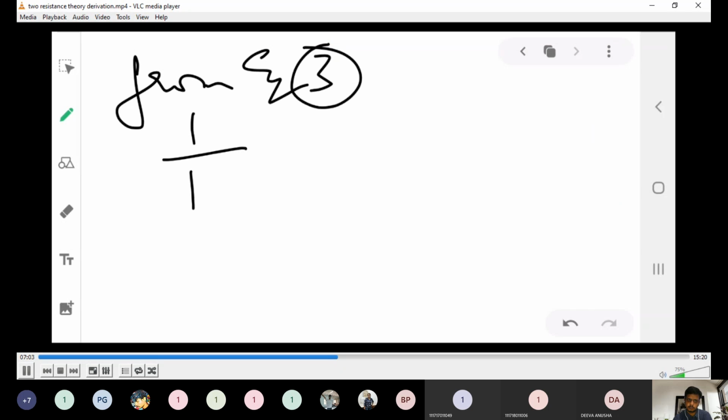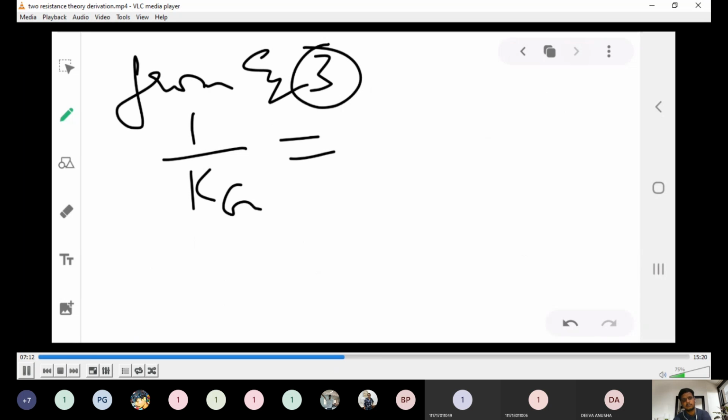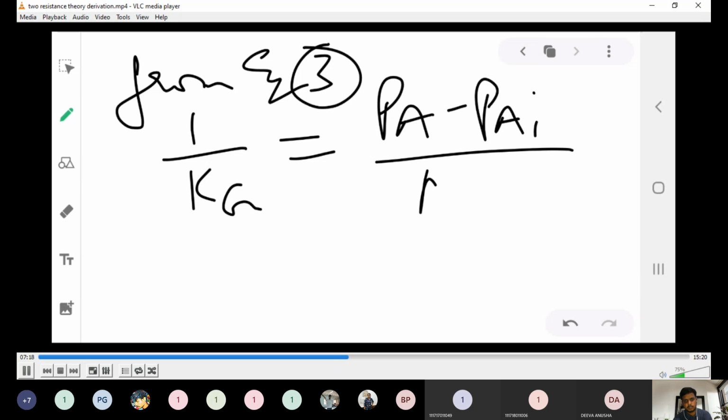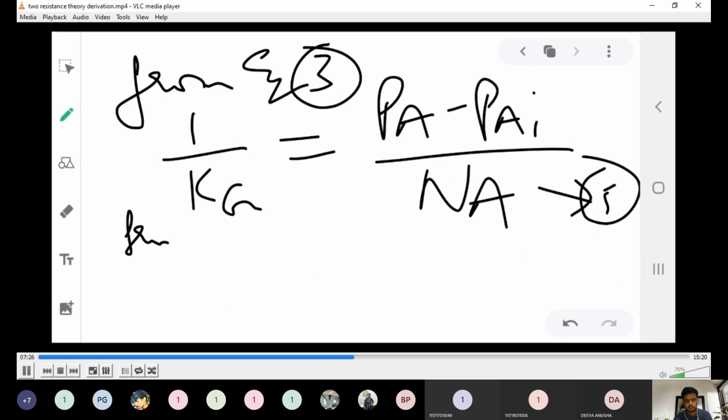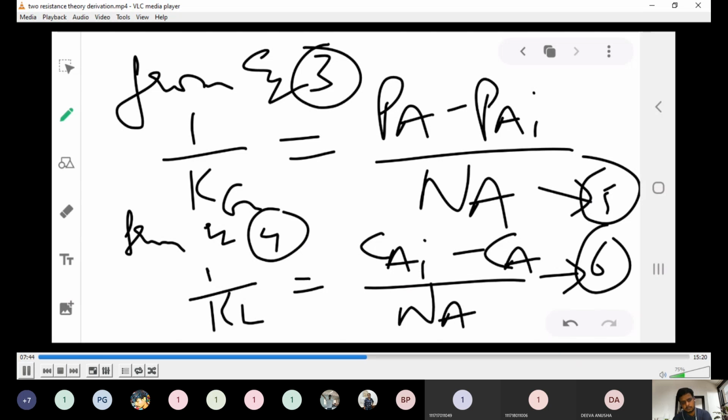So from equation 3 we can write 1 by small Kg is equal to PA minus PAI by N. And this is equation 5, you can say. From equation 4 we can write 1 by KL is equal to CAI minus CA by N. This is equation 6 we can write.